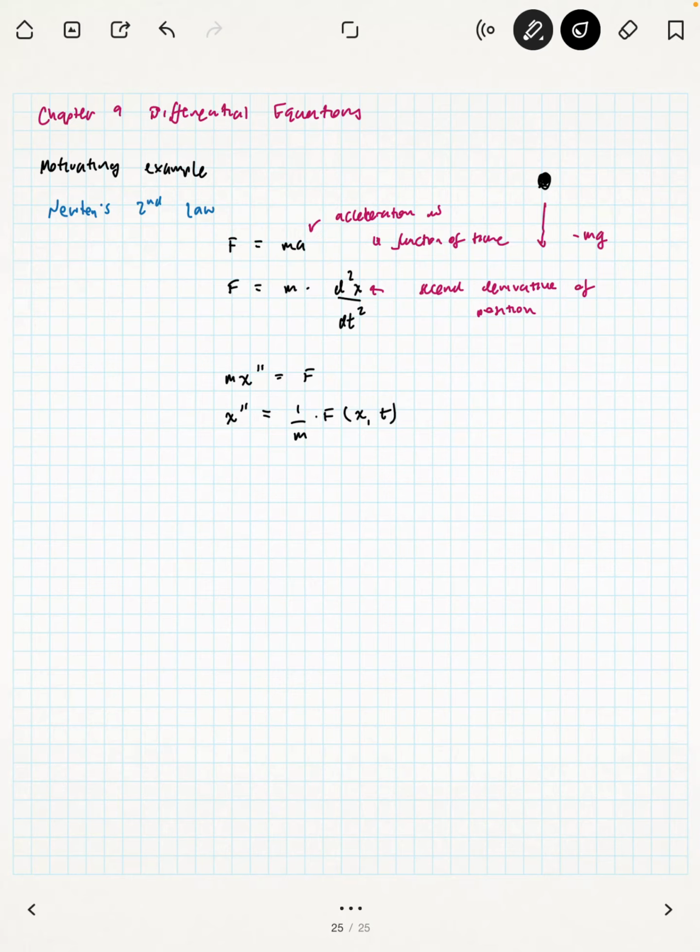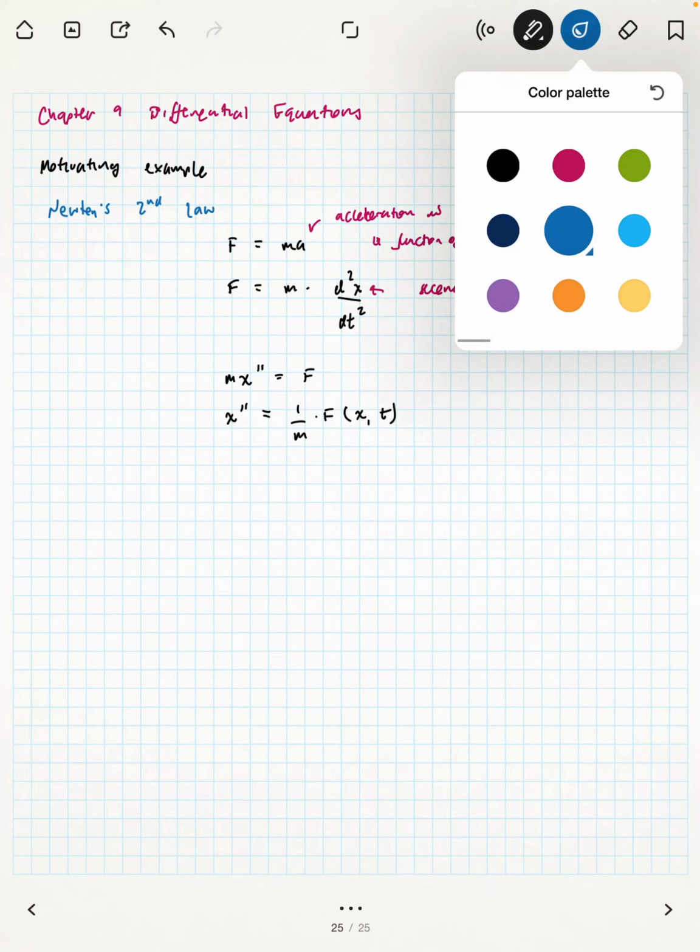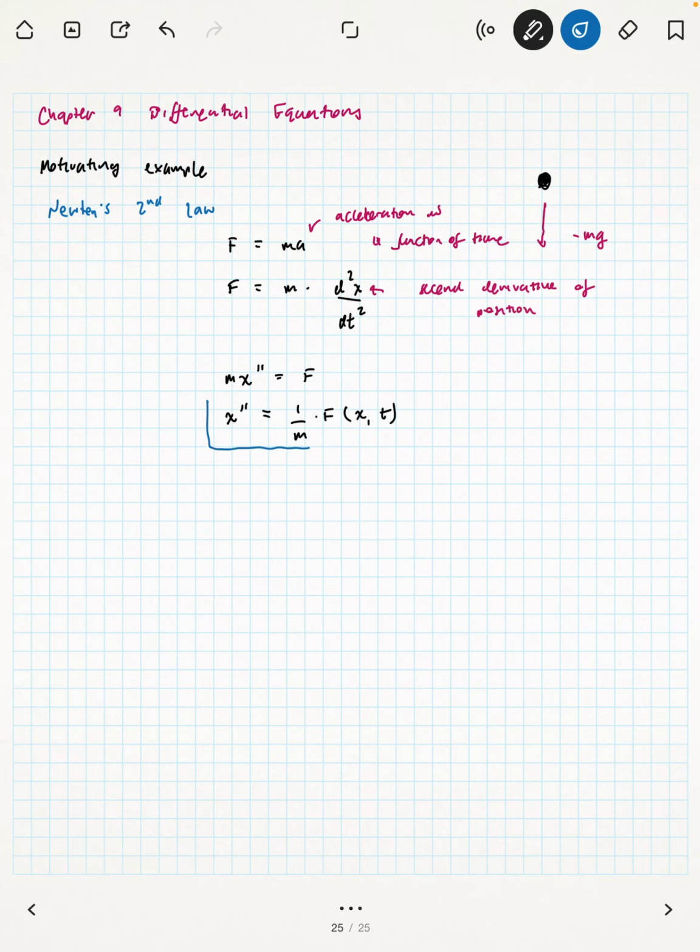But this right here sets up really the fundamental challenge of classical mechanics, which is to solve this differential equation. So this differential equation, switching out F for different forces, really sets up the entire field. Okay, so let's see a concrete example.